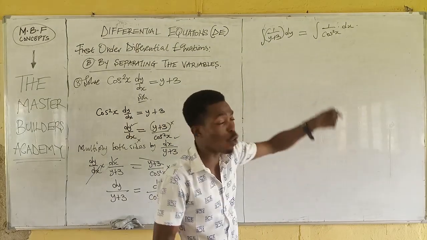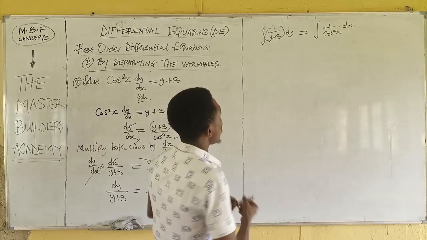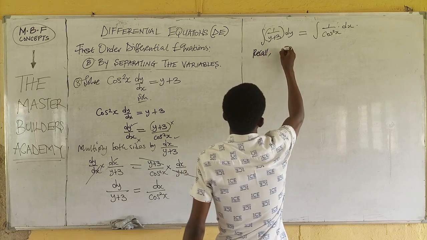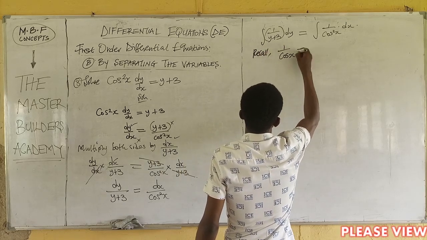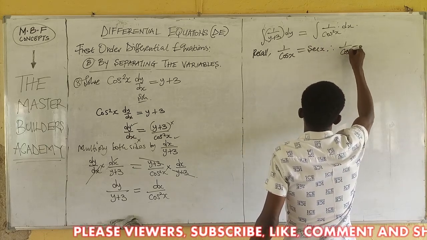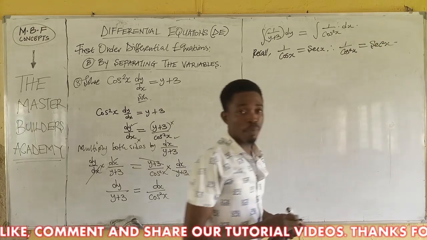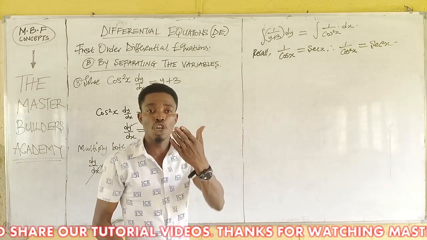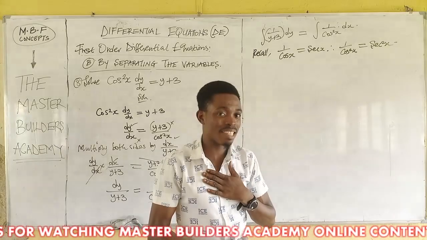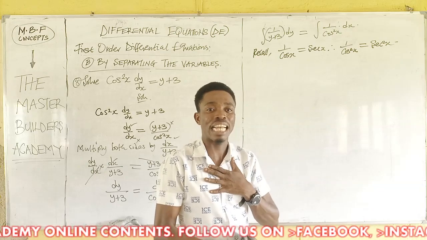Now understand that 1 over cos x is the same thing as sec x. Now we're going to recall that 1 over cos x is equal to sec x. Therefore, 1 over cos square x is equal to sec square x. It's as simple as this. This is the trig identity we just employ now. Why? Because we cannot integrate 1 over cos x directly. Alright? So we need to find another trig identity that we can easily integrate.